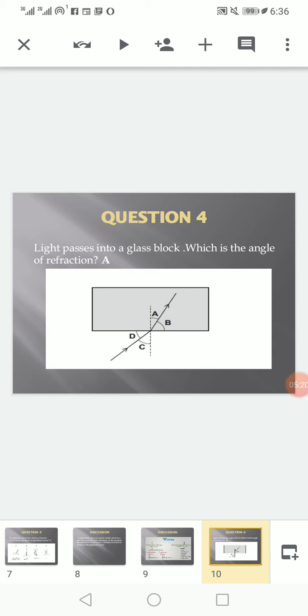This question says, light passes into a glass block. Which is the angle of refraction? First, we must be able to identify the various parts.